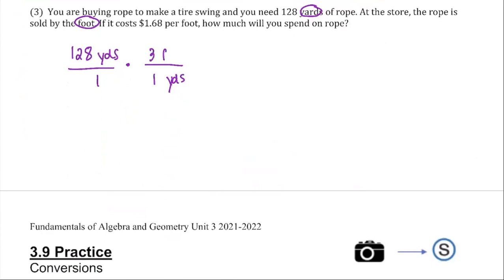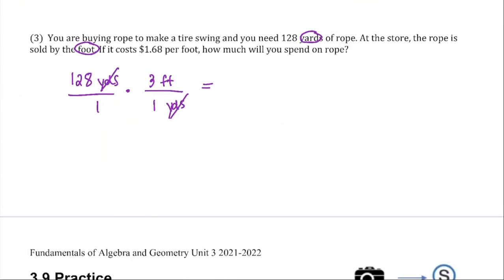In 1 yard, there's 3 feet. And I know though now that my units are going to be correct. I'm ending in feet. My yards are going to cancel. And all we have to do is multiply across. We're going to take 128 times 3, which is going to be 384. Keep the units with it. And on the bottom, we really just have 1 times 1, which we would divide 384 by 1, but we just get 384. Now in this question, this isn't my final answer though.